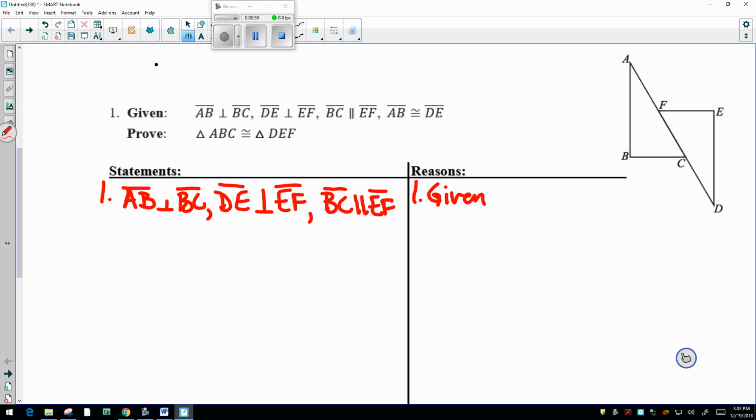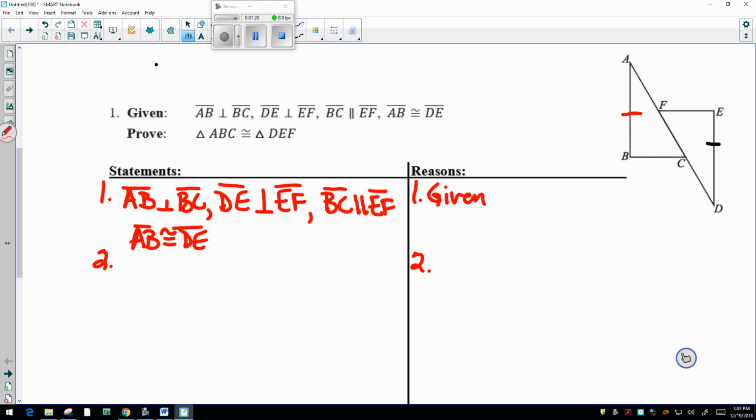So far, none of those are congruent statements. Here's the only congruent statement that we get. AB is congruent to DE. So we only have one. I'm going to go over and mark it. AB is congruent to DE. I have to think to myself, I need to find two more congruent statements before we can prove triangles congruent.